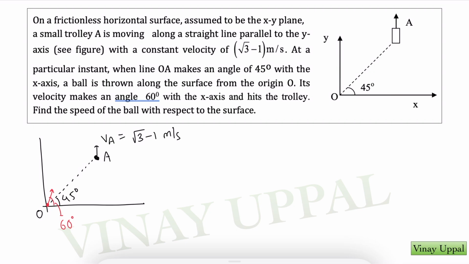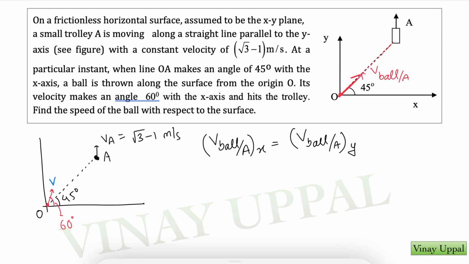In the frame of A, remember, A becomes stationary, and therefore the velocity of the ball with respect to A has to be along the dotted line so that it goes on and hits the trolley A. So therefore, the velocity of the ball with respect to A makes an angle of 45 degrees with the x-axis, therefore its components are equal. So now that makes the question very easy. So the x component of the velocity of the ball with respect to A is equal to the y component, because at an angle of 45 degrees, the x and y components are going to be equal. So let's say the speed of the ball is v, and it's making an angle of 60 degrees in the ground frame.